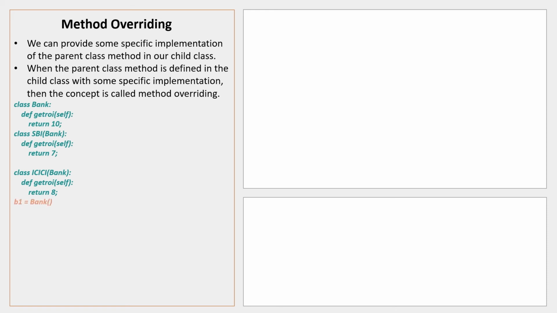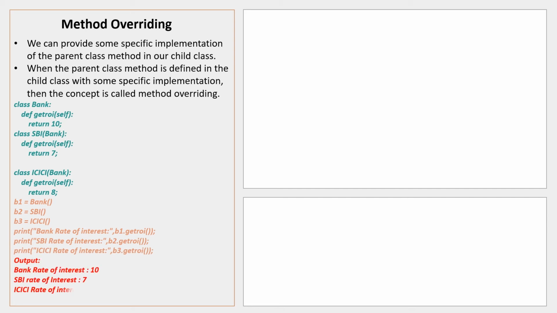First, B1, that's branch 1, an object for Bank, and B2 is a branch of State Bank, which is a real entity, and then B3 is a branch of ICICI Bank. This is also a real entity. Now let's call the getROI method for each instance. Basically, we have created 3 instances here, and we'll call it for each and every instance and see the result. For B1, B2, B3, the output is 10, 7, 8.